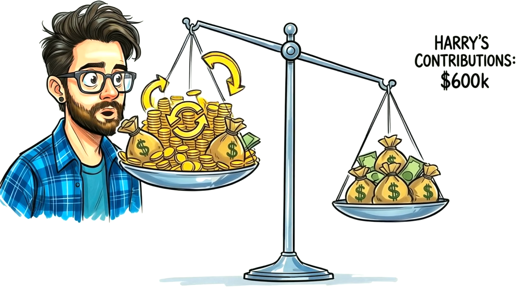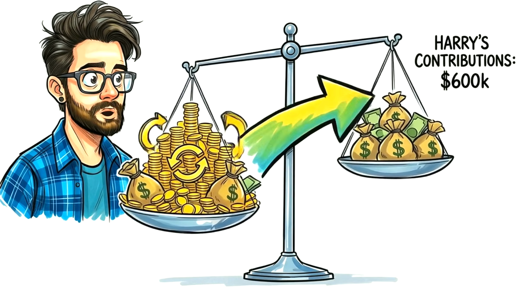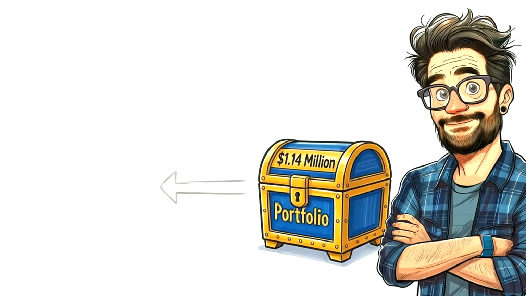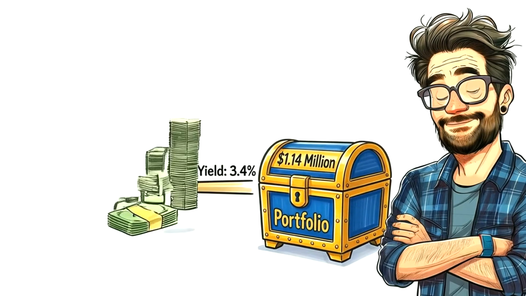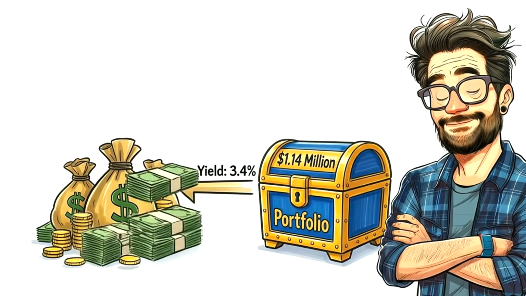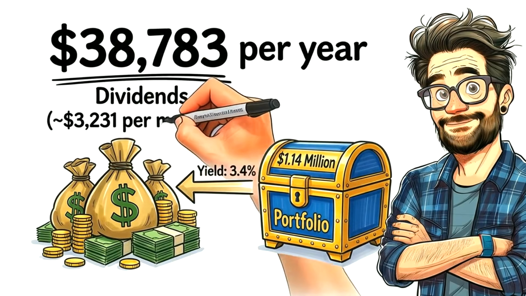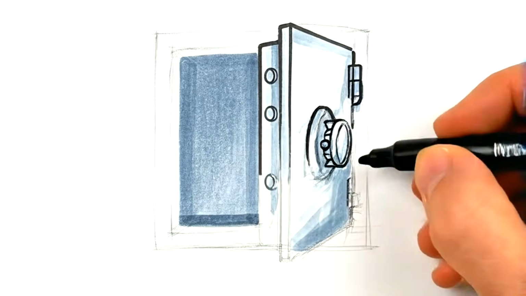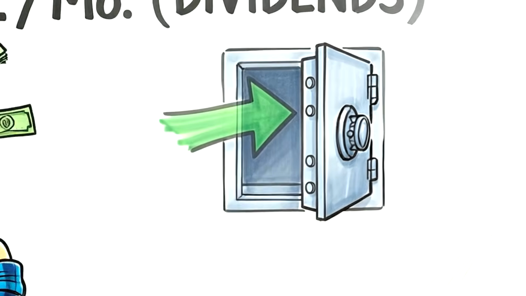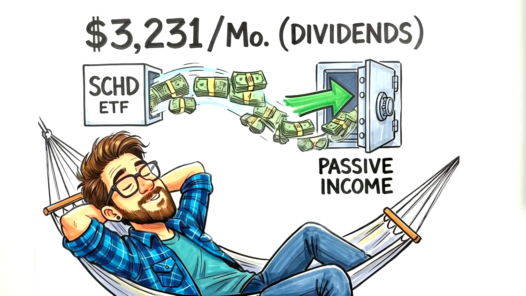And here's where the dividend income gets real. At a 3.4% yield on that $1.14 million portfolio, Harry could be generating approximately $38,783 per year in dividends. That's about $3,231 per month in passive income from one ETF.